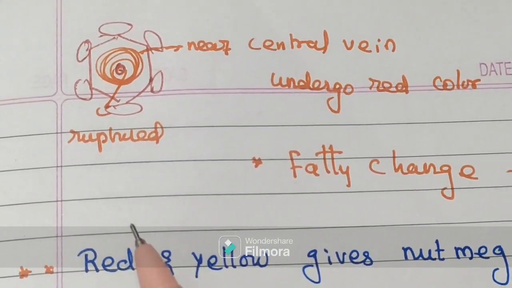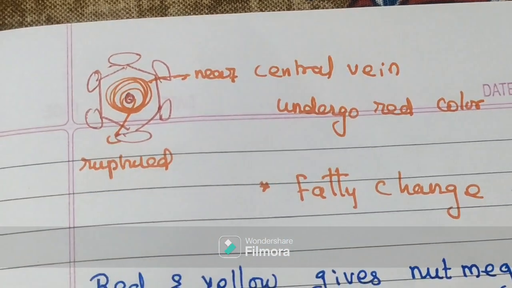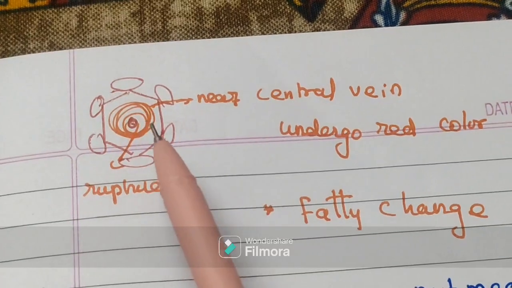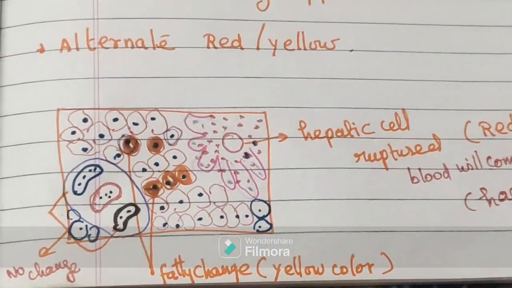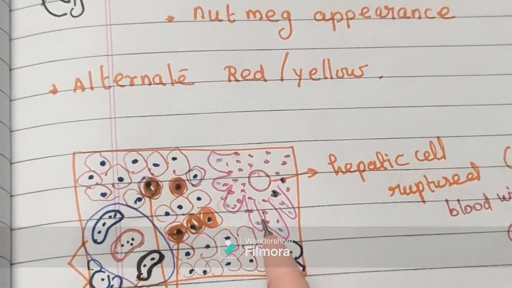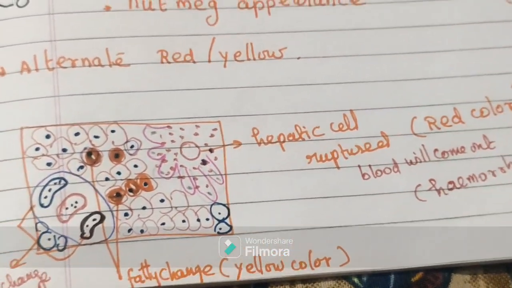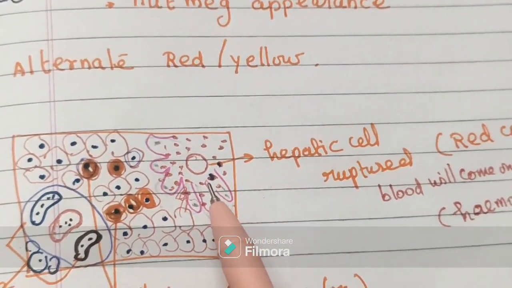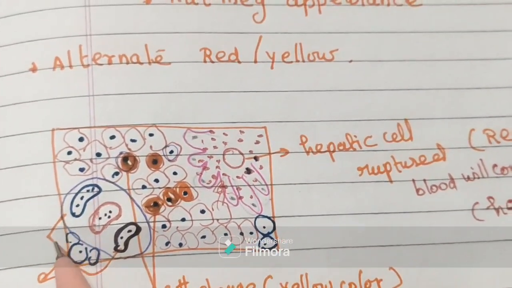In one lobule, we have the central vein and six portal triads. Here is one central vein and one portal triad, and we are focusing here. The hepatic vein dilates, ruptures, and blood comes out. Because of that, it is red in color here. The portal triad is normal.